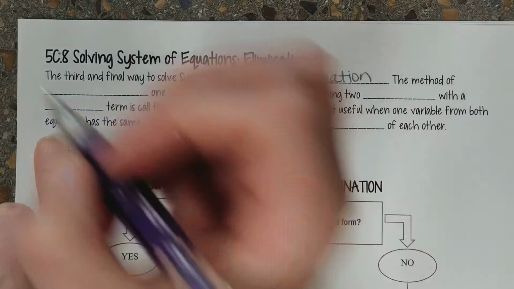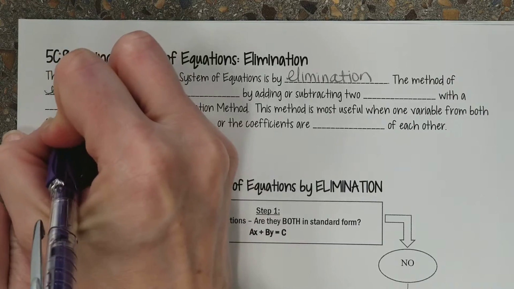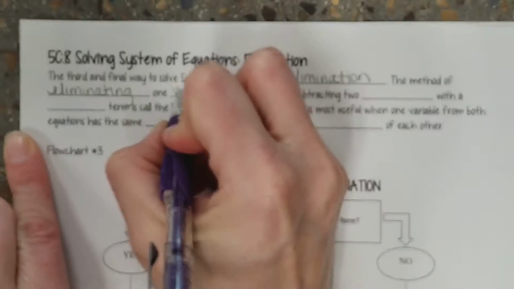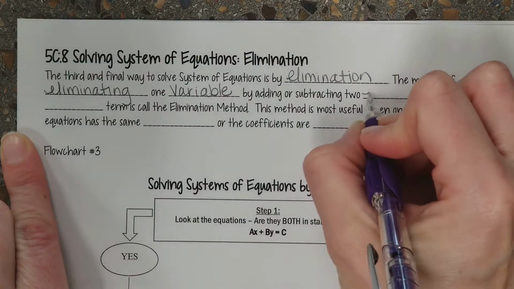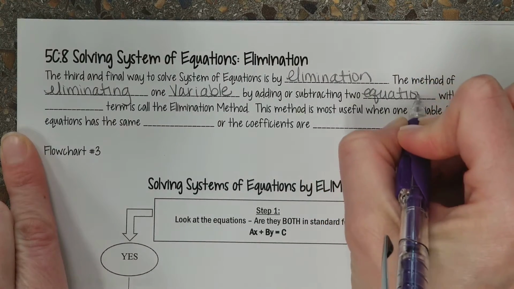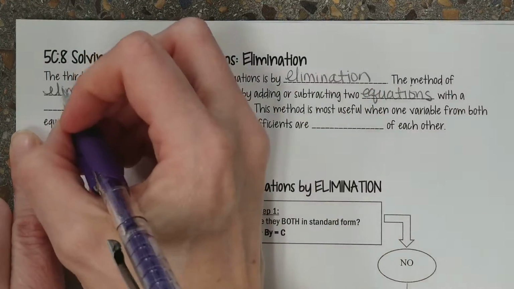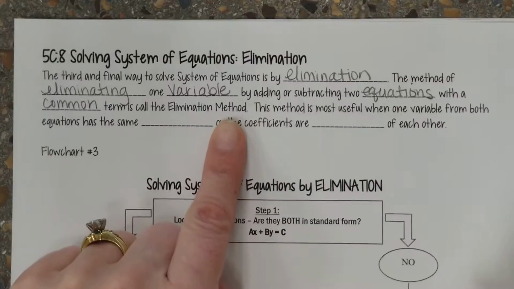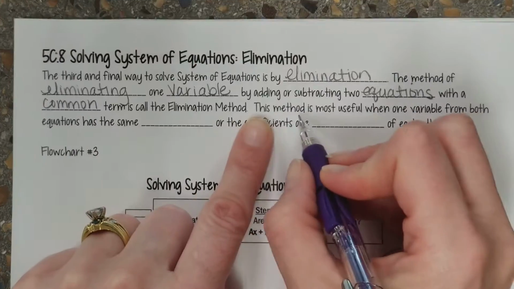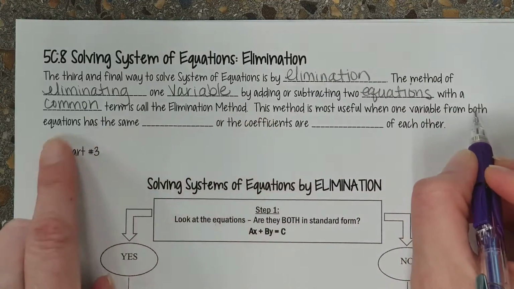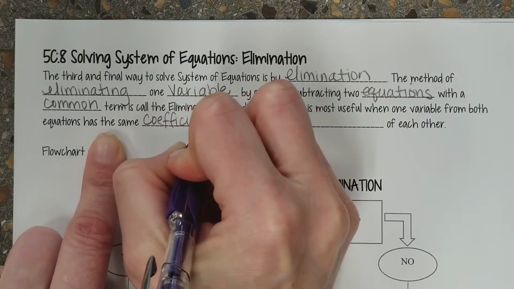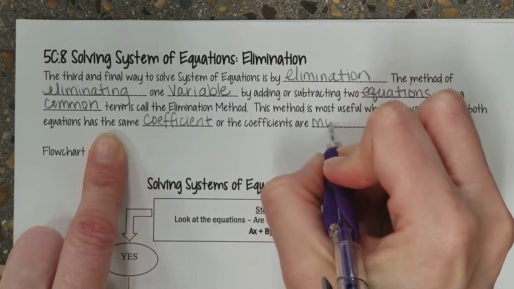The method of eliminating one variable by adding or subtracting two equations with a common term is called the elimination method. This method is most useful when one variable from both equations has the same coefficient, and I'll explain that in a minute, or the coefficients are multiples of each other.